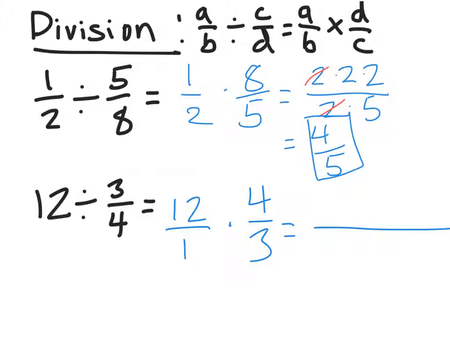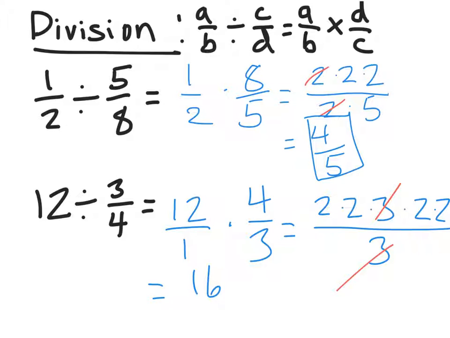Alright, let's factor and see what cancels. 12 is 4 times 3 and 4 is 2 times 2, so 12 should be 2 times 2 times 3. Remember, don't do it in your head at first. Practice on a factor tree. 4 is 2 times 2. And on the bottom we just have a 3, so it's pretty obvious. The only thing that cancels is our 3. What we're left with is 2 times 2, which is 4, 4 times 2, which is 8, 8 times 2, which is 16 on top. Because we have a 1 on the bottom, 16 over 1 is just 16, so our answer is actually just 16. That's the result of 12 divided by 3/4.